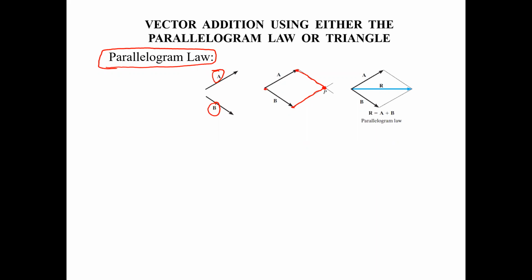Now from this start point, make a line to point P. This was your point P, okay? And this is your resultant vector, R, and R equals A plus B. And this is the parallelogram law, or this method to add the vectors. So that's how you add 2 or more vectors with this method, okay?